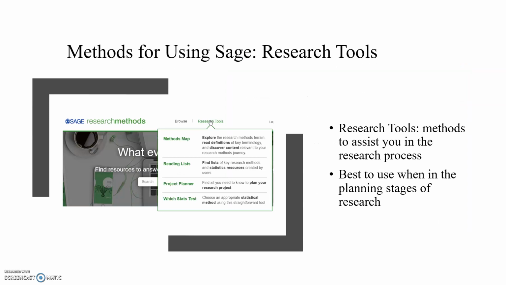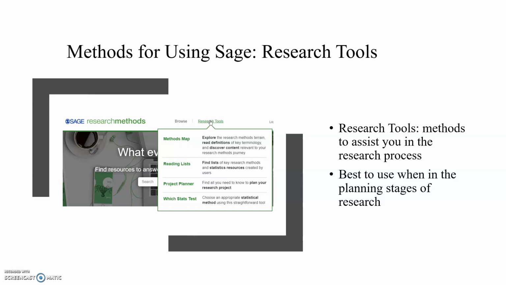And so the next one, and this button is right next to the browse option, is the research tools. So this will provide you with different ways to basically organize your research. So something like the methods map that'll show you different ways you can decide to research a particular topic.